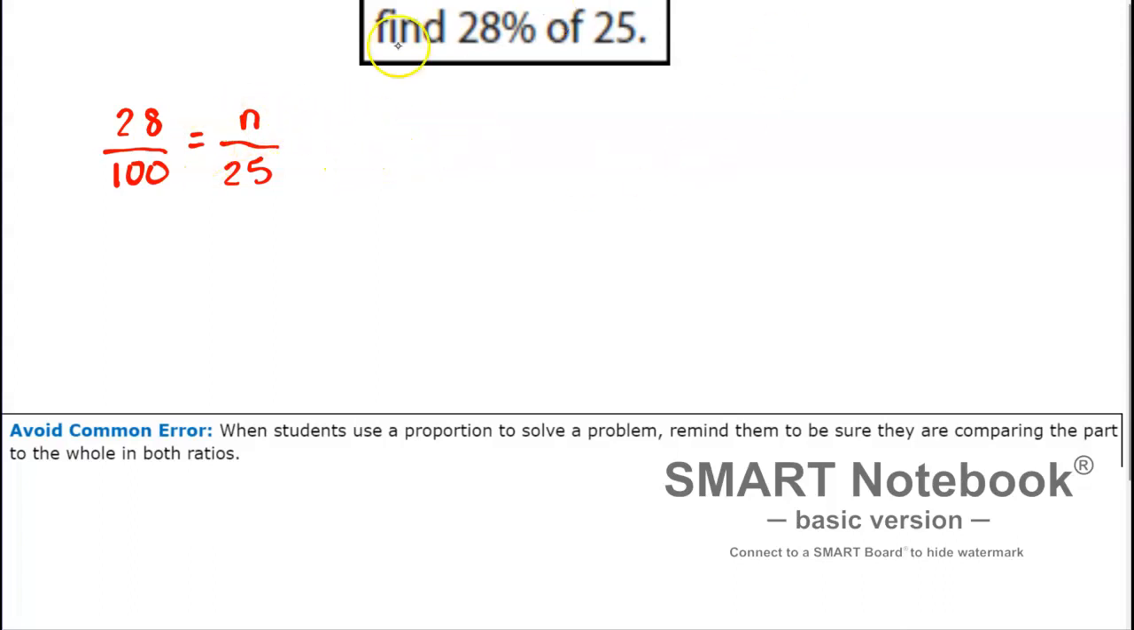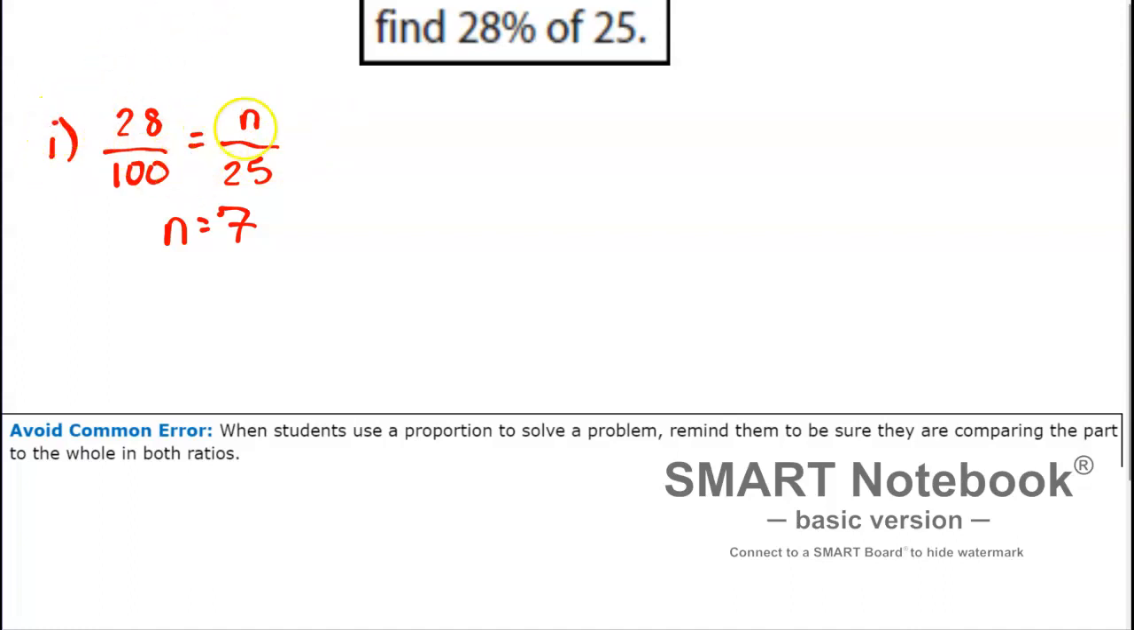So basically, you guys could now do it mentally, right? Hey, 25 times 4 gives me 100. So some number times 4 gives me 28. And most of you guys would say that it's n equals 7. Okay, n is for number. Okay, so that's one method.